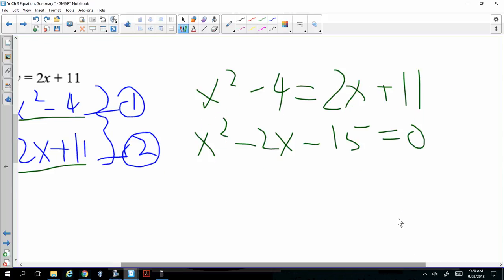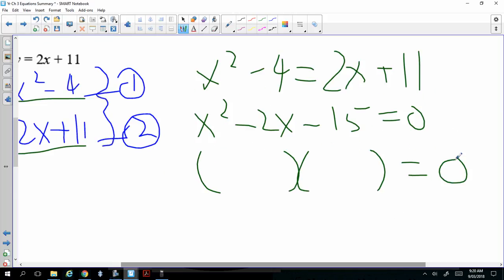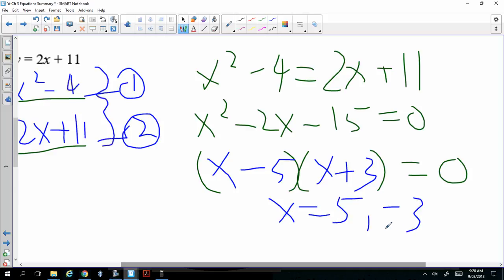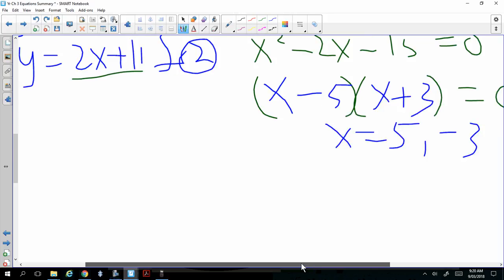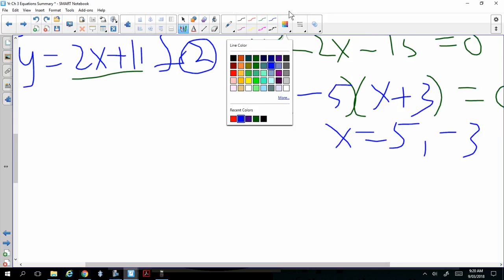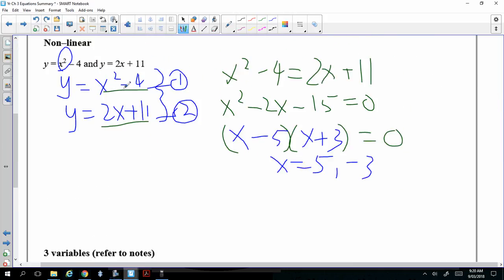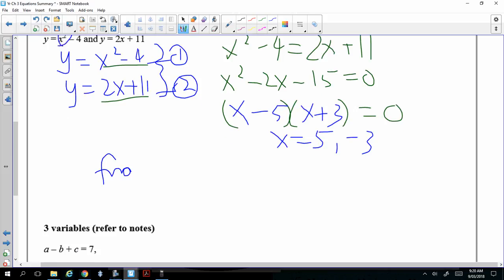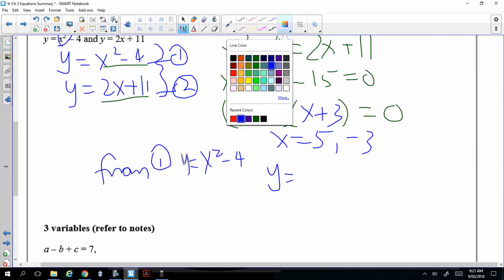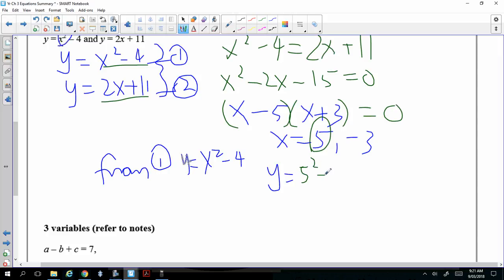Okay, factorizing. So if I factorize, you get x minus 5, x plus 3. Right, x equal to 5 and negative 3. Now, there are 2 x values, which means there are exactly 2 y values you have to find out. It doesn't matter which one you substitute into, so just substitute into an easier one because they're both the subject. I'm going to substitute into maybe 1 because it looks easier. From 1, y equal to x squared minus 4. To get y, you substitute the 5 into that one. So you get 5 squared minus 4, which is 25 minus 4 is 21. And when x is negative 3, y equal to negative 3 squared minus 4. 9 minus 4 is 5.